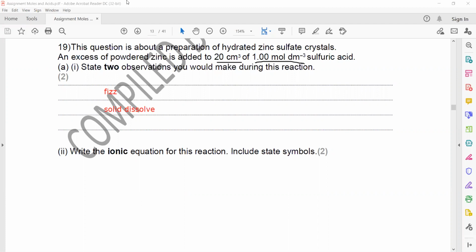Write an ionic equation. So here zinc, which is in a solid state, reacts with hydrogen ions in aqueous to give zinc ion in aqueous, and it will be hydrogen gas, H2. This is the ionic equation for this reaction.